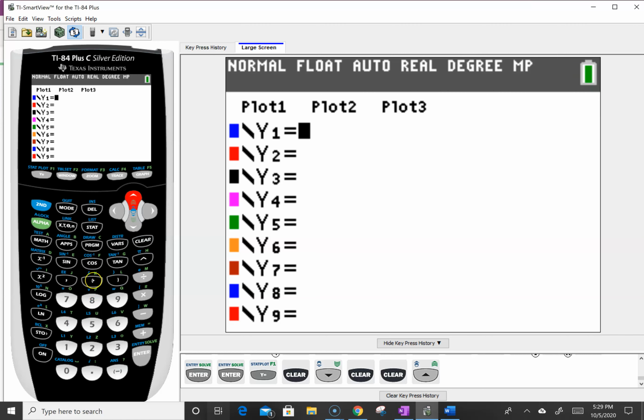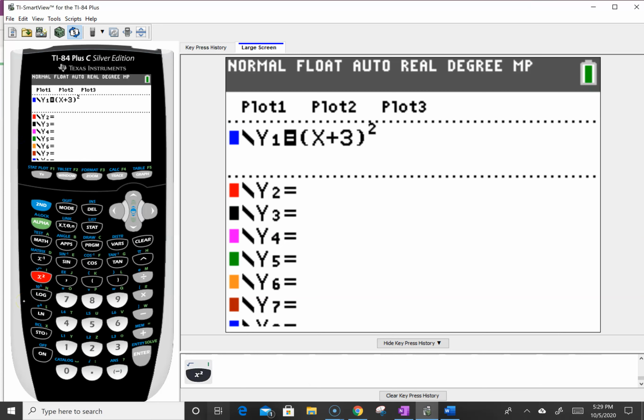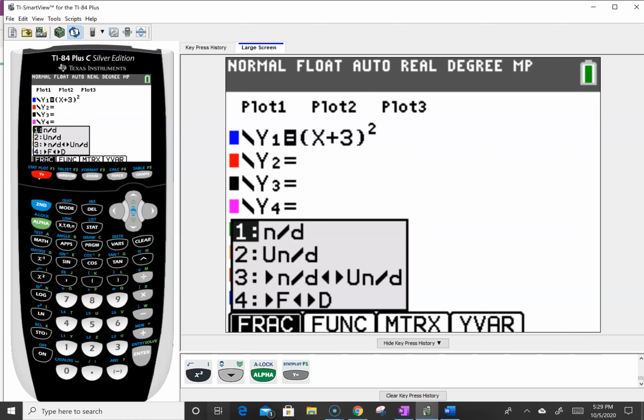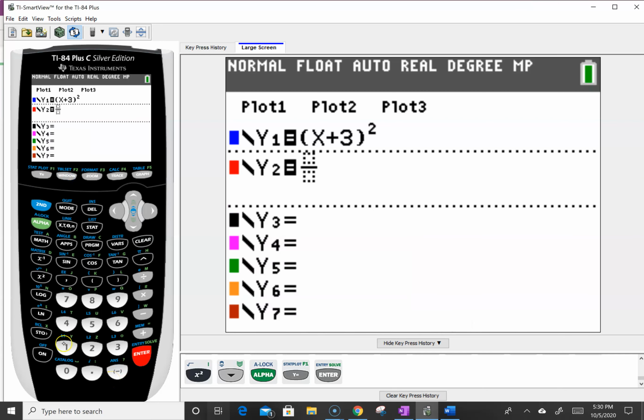So the first equation was parentheses, x plus 3, close my parentheses. And now I need the squared. So I can just hit this button over on the side that says x squared, and boom, it's squared. On the other side, I need to do the fraction. Now there's a couple of ways to do this, but the most efficient one is to hit the alpha button, and then the y equals, and then I want option 1, which is numerator over denominator. So I can just hit enter, and in the numerator I want a 1, scroll down to the denominator I want a 2, go to the right so I can write my x plus 4.